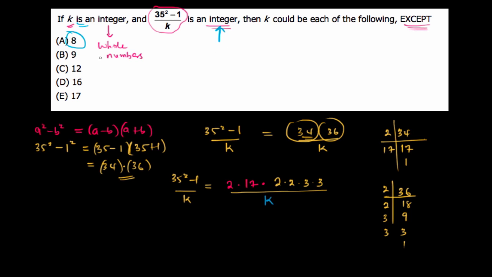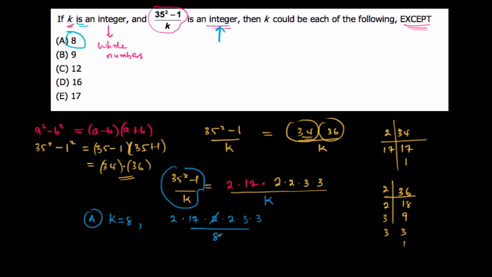So that's what I want to confirm. For the first one, that's for A, when k equals 8. So when I substitute k equals 8 here, what I have is 35 squared minus 1 all over k. What is it going to give me? You have 2 times 17 times 2 times 2 times 3 times 3 all over 8.